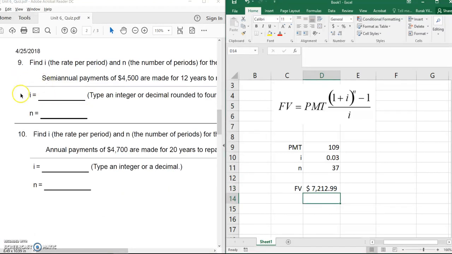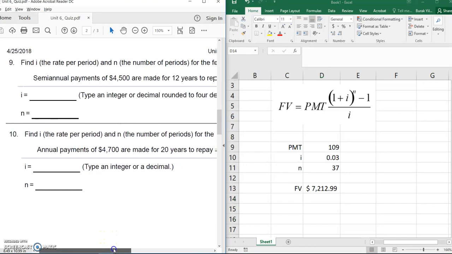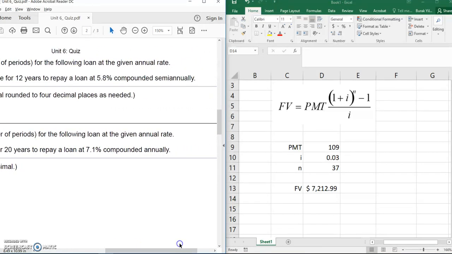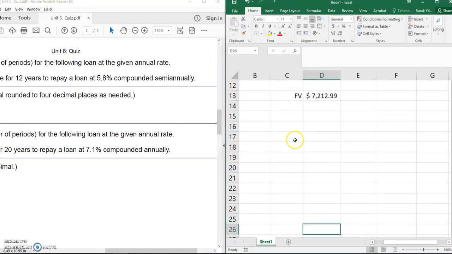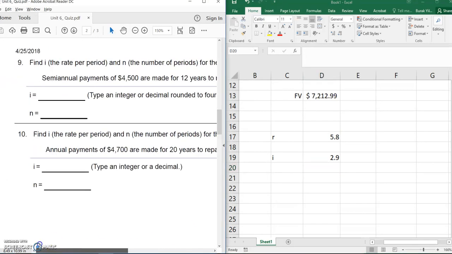In number 9, we just need to figure out the interest rate per period and the total number of periods. So if you look at the question, it says 5.8% compounded semi-annually. So that just tells me R is 5.8%. And since it compounds semi-annually, I would be just R divided by 2, because semi-annual means twice a year. So your answer to I would be just 2.9%.